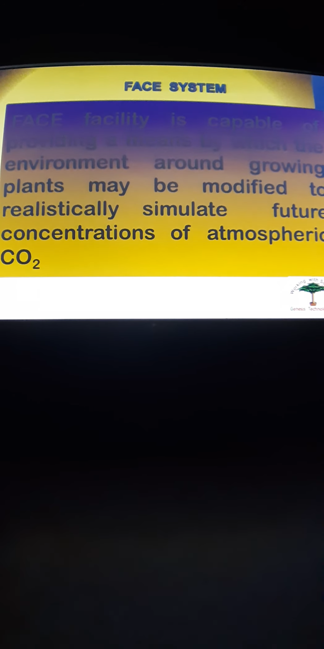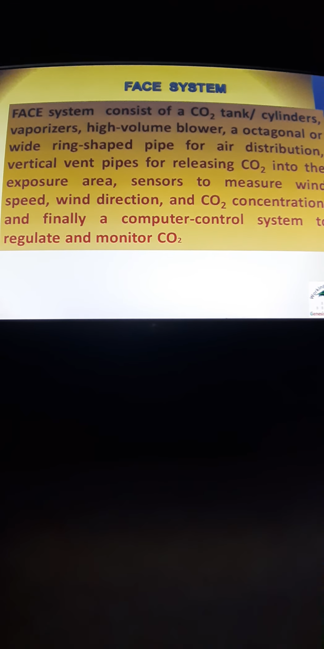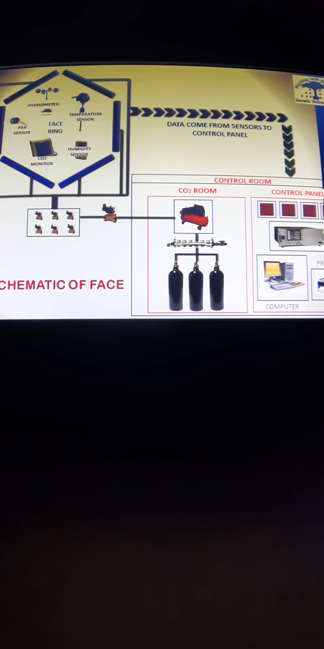So, let me explain how it is. To execute this, you need a system consisting of a CO2 tank or cylinder, a vaporizer, a high volume blower, an octagonal or wide-shaped ring for air distribution, vertical vent pipes for releasing CO2 into the exposure area, and sensors to measure wind speed, wind direction, and CO2 concentration. We also provide a computer control system to regulate and monitor CO2 and other parameters. So this is a typical FACE ring.